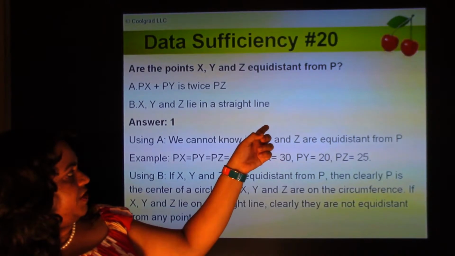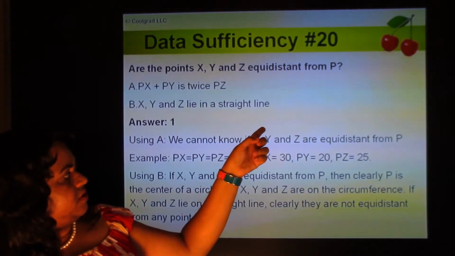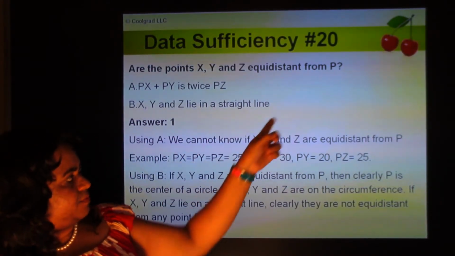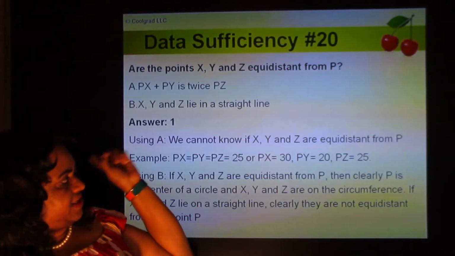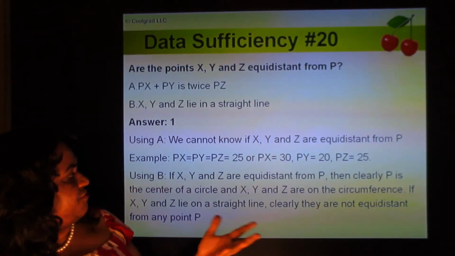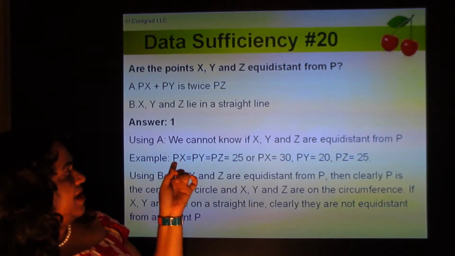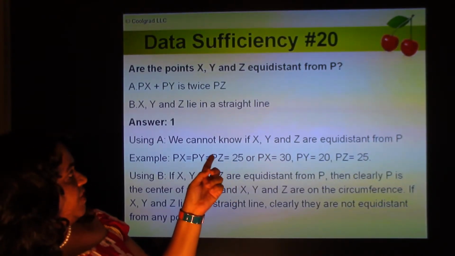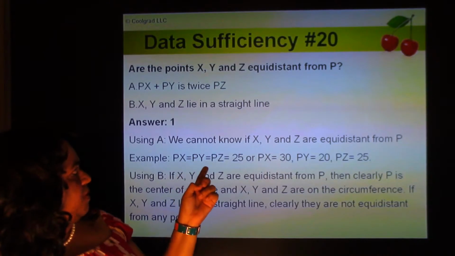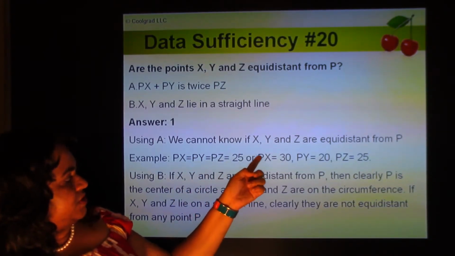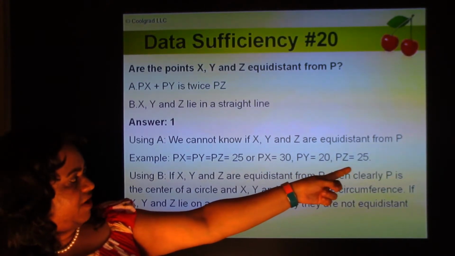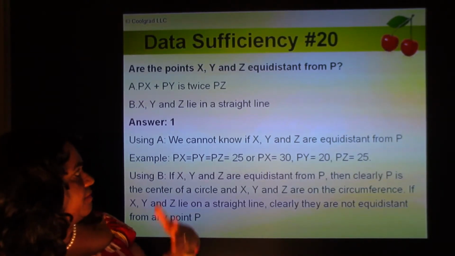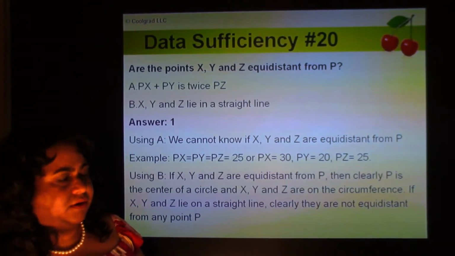Let's say there's a point P over here, and there's Px and Py and Pz over here. So all we know is Px plus Py is equal to twice Pz. So it doesn't really mean anything. For example, if Px is equal to Py equal to Pz, and they're all like 25 units, then we could have Px plus Py is twice Pz. Or if Px was 30, Py is 20, and Pz is 25, we could still have Px plus Py equal to twice Pz. So it doesn't necessarily imply anything about whether they are equidistant from P or not.